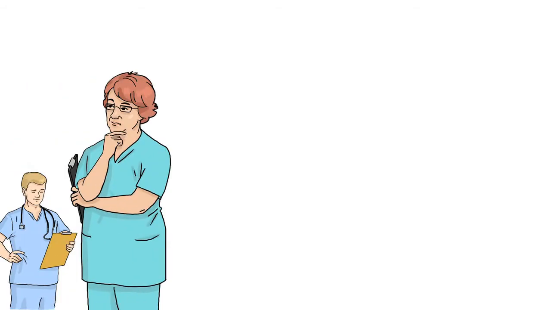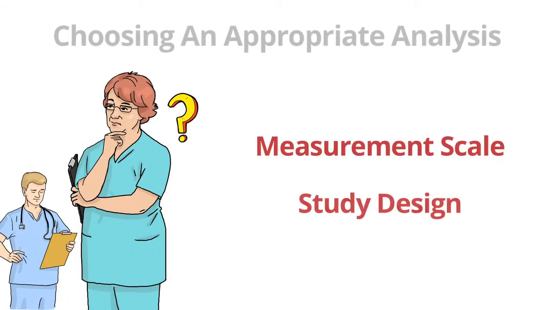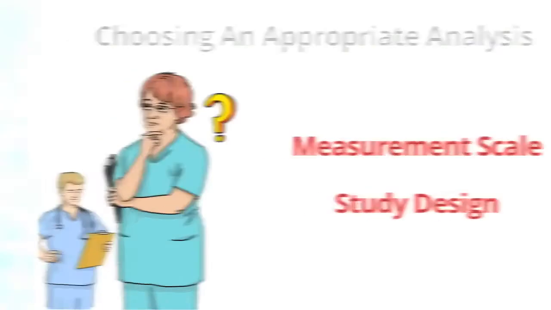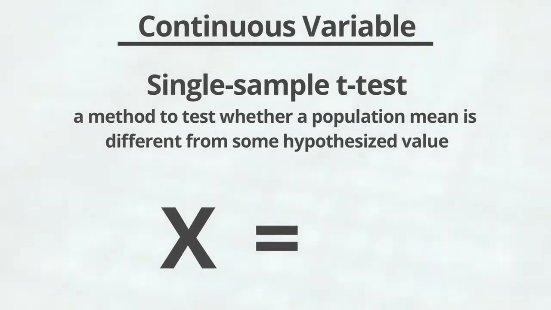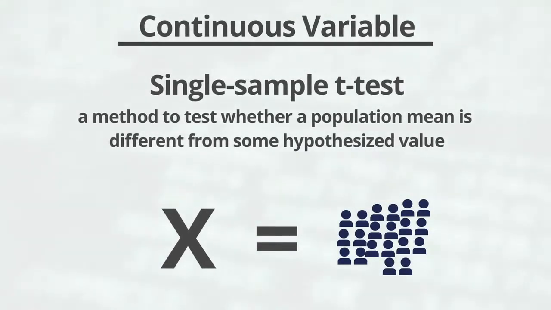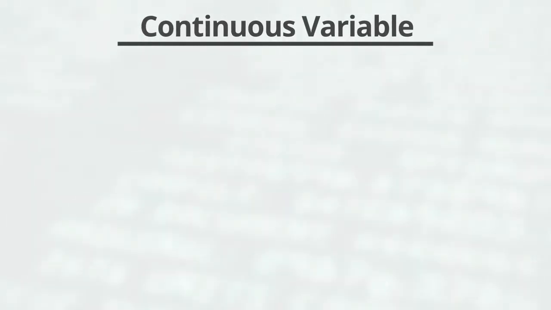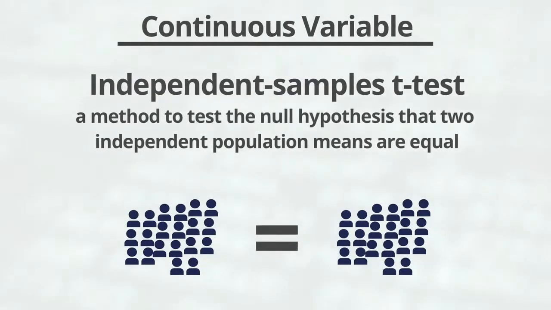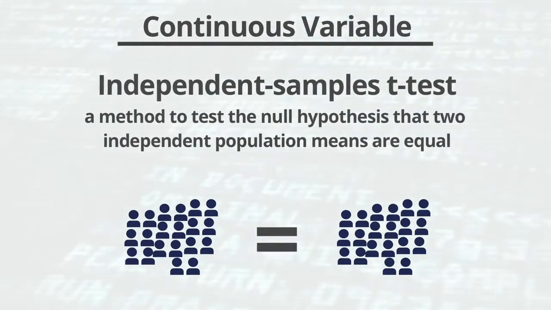In general, choosing an analysis depends on the measurement scale of your variables and on your study design. In the realm of quantitative analysis, for a continuous variable, a single sample t-test is used to determine whether a population average or mean is different from some hypothesized value. An independent samples t-test is used to determine whether two independent population means are equal.